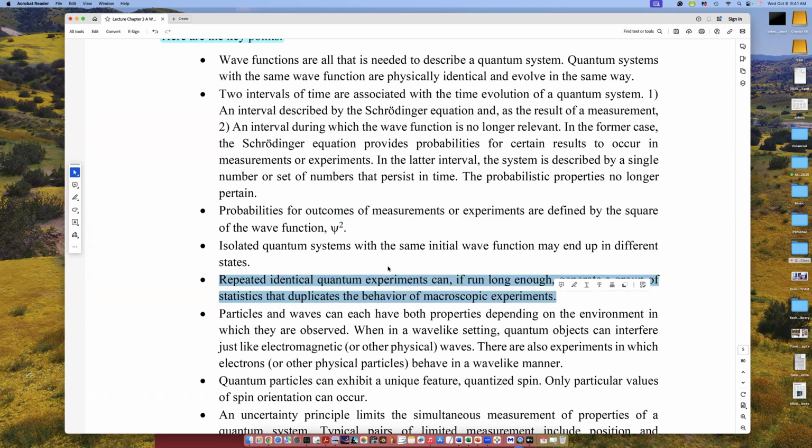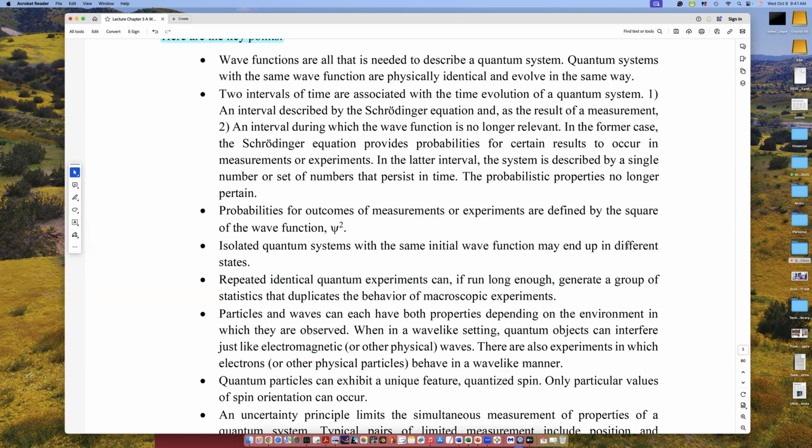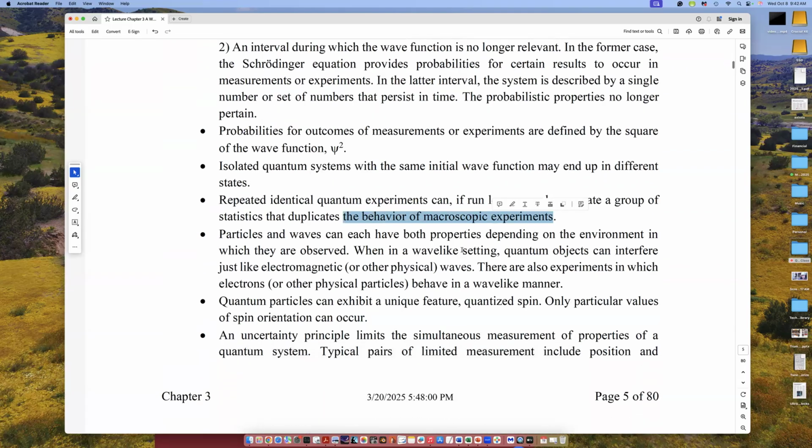If you repeat an experiment over and over again, you get different results. That's what this says. Different states, that is, different results. But if you run the experiment long enough, you duplicate the behavior of macroscopic experiments. That is, experiments done where we can observe the outcome, as opposed to a quantum system where we have to rely on an experimental apparatus to see the results.